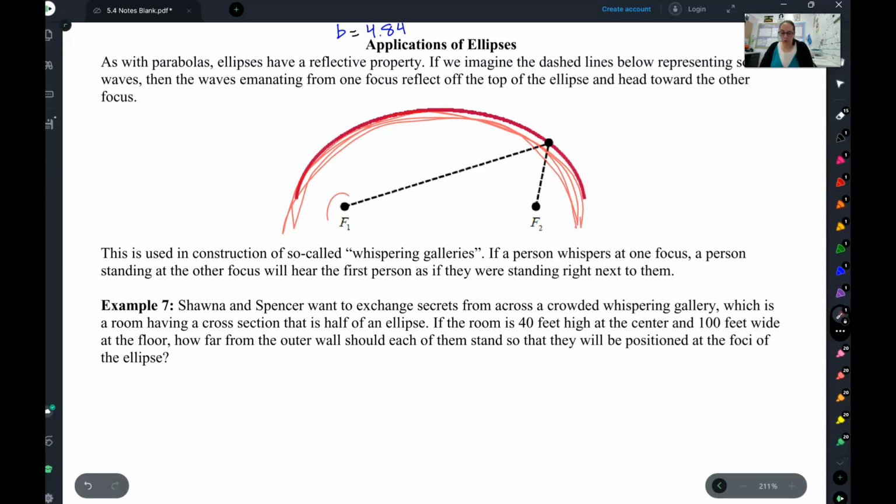And if you and a friend stand at the foci of this ellipse, you can talk no matter the distance and no matter how crowded the room, and you will hear each other. Because no matter where you talk, the sound will bounce off back to your friend. So even if I talk to the ceiling, my friend can hear me. Or if I talk over here, my friend can hear me. Whispering galleries are pretty cool. We actually do have one in downtown Salt Lake that you can visit if you want.